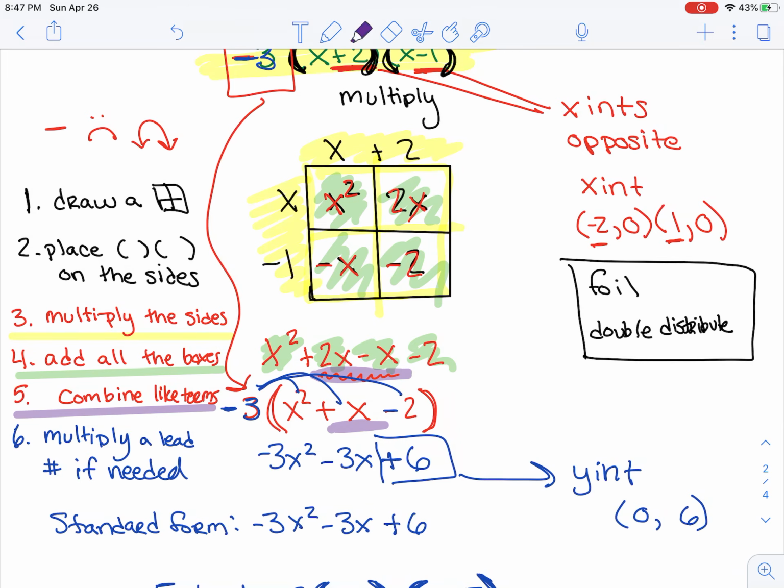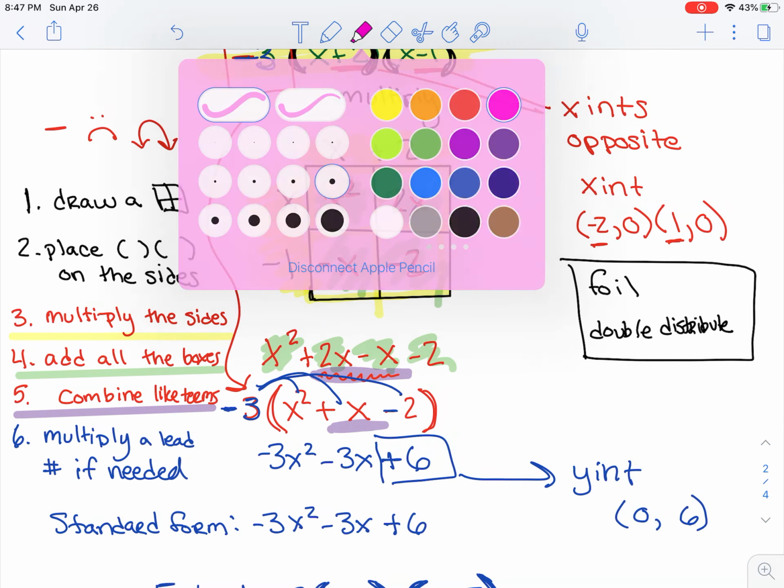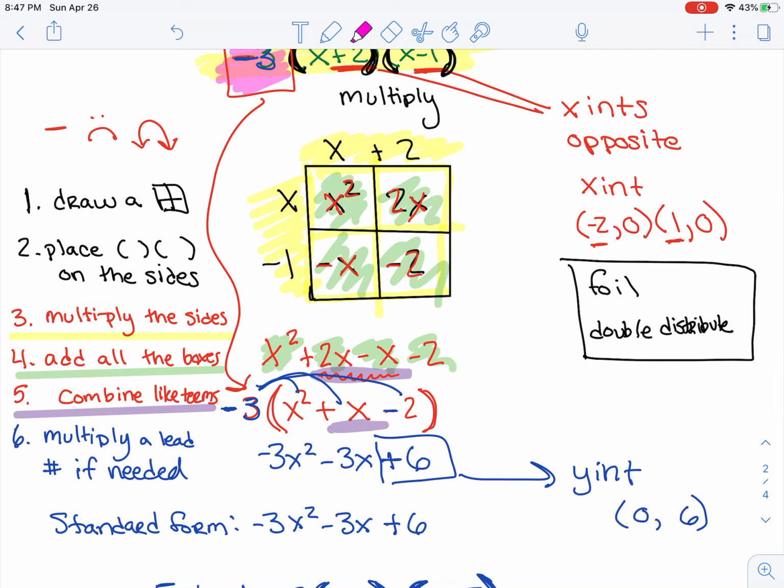Okay, at that point, we would see something that looks like standard form, except it is really super important that you don't forget that front number, that coefficient. And so it says, go ahead and multiply the lead number if needed. And you need to. You have to distribute. Then that gives me my ax squared plus bx plus c. And this is the important part of that right now. And it's my y-intercept.